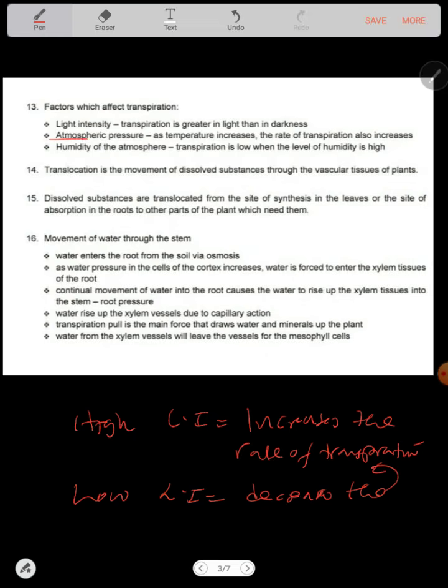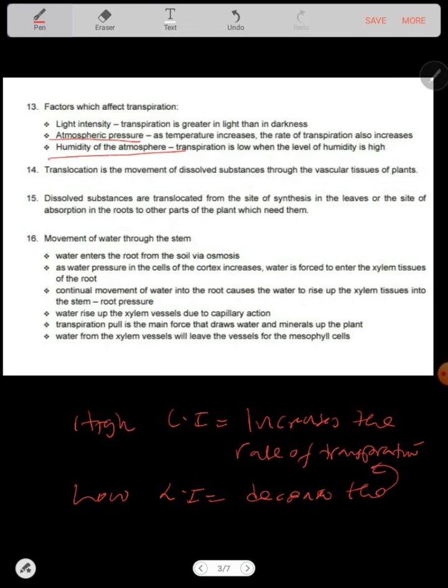Your atmospheric pressure: as temperature increases, the rate of transpiration also increases. So here they have combined pressure and temperature. When temperature increases, there's a high rate of transpiration. When temperature decreases, there's a low rate of transpiration.